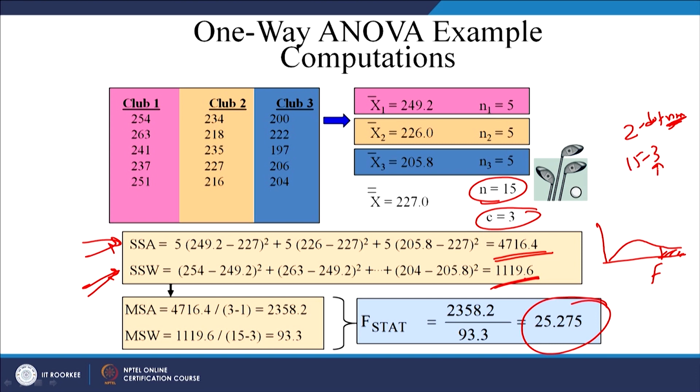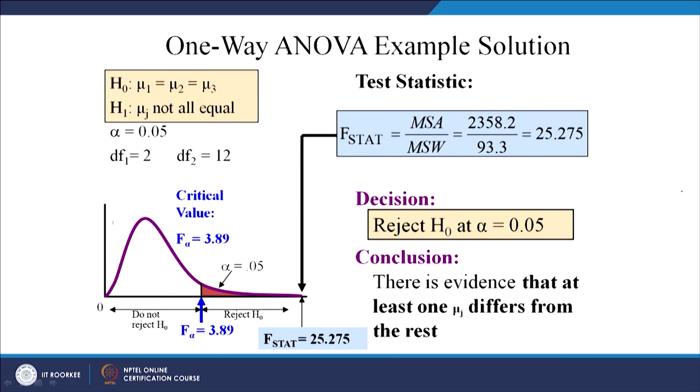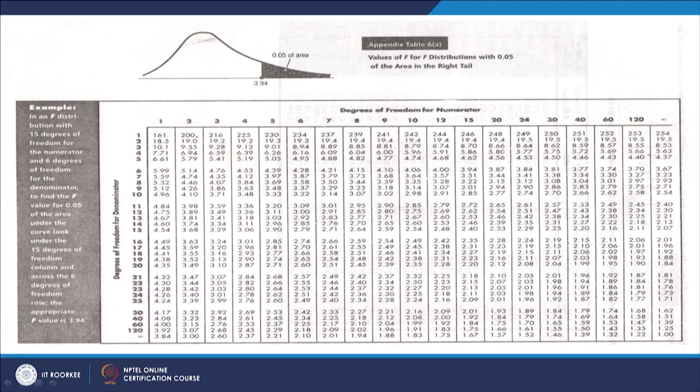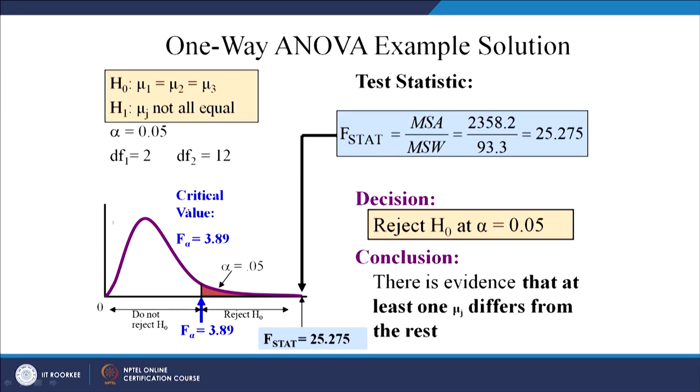Here 3 is nothing but C, the number of groups, and 15 is the total number of points in each of these groups, right. So, this is 2 degrees of freedom numerator and 12 degrees of freedom denominator. So, let us look at the table value for 2 and 12. That value is in the next slide. So, 2 and 12, this is 3.89. This is the critical table value.